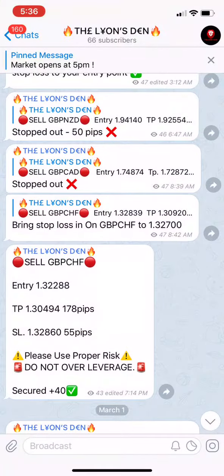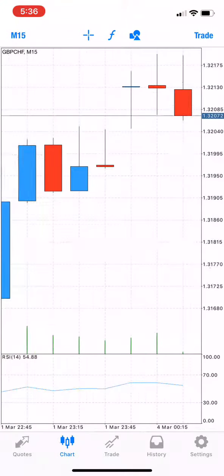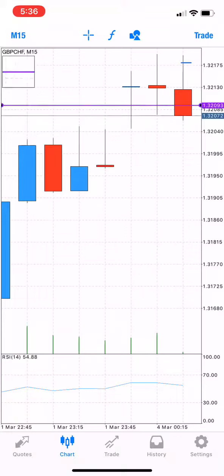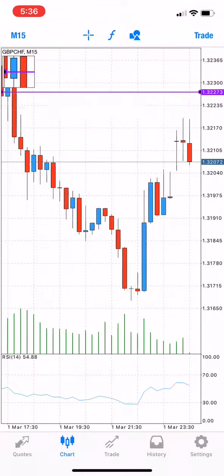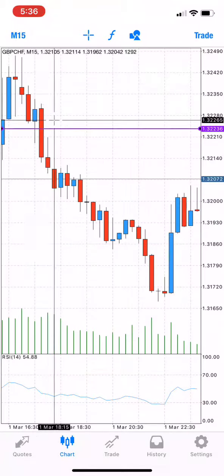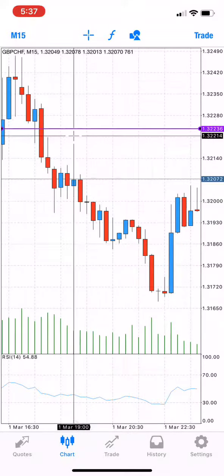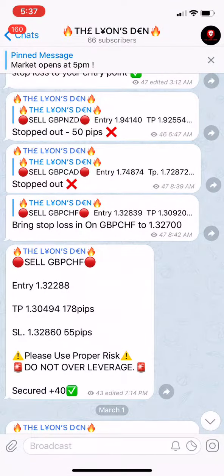So look, the entry price where it was called was at 32.28, right? This is a swing trade. This is a trade that's gonna happen long term. 32.28 was about up here, around here, right? That's where it was called. And look, it actually did go down. But the take profit was for 178 pips. That's a lot of pips.